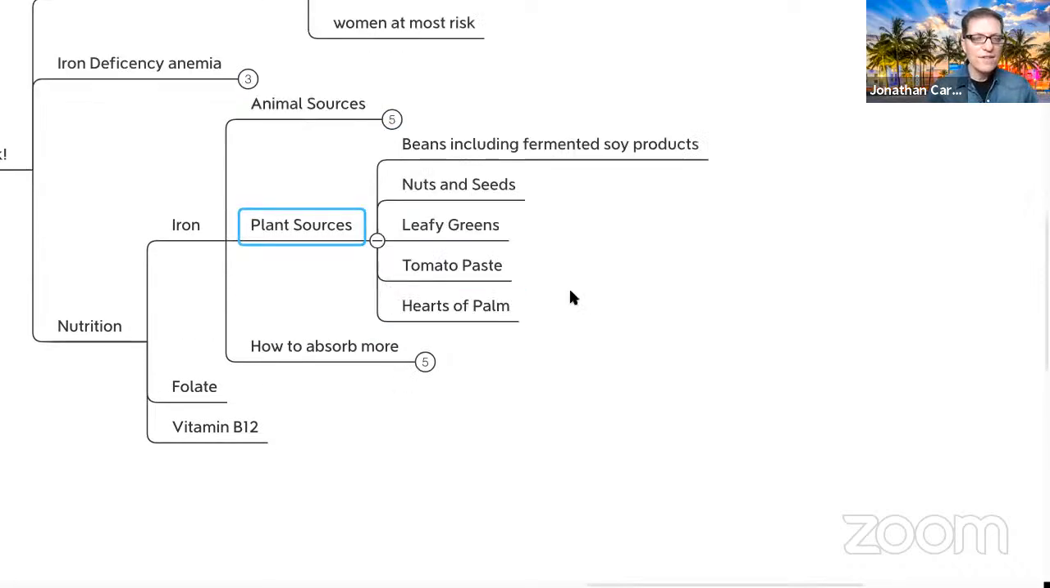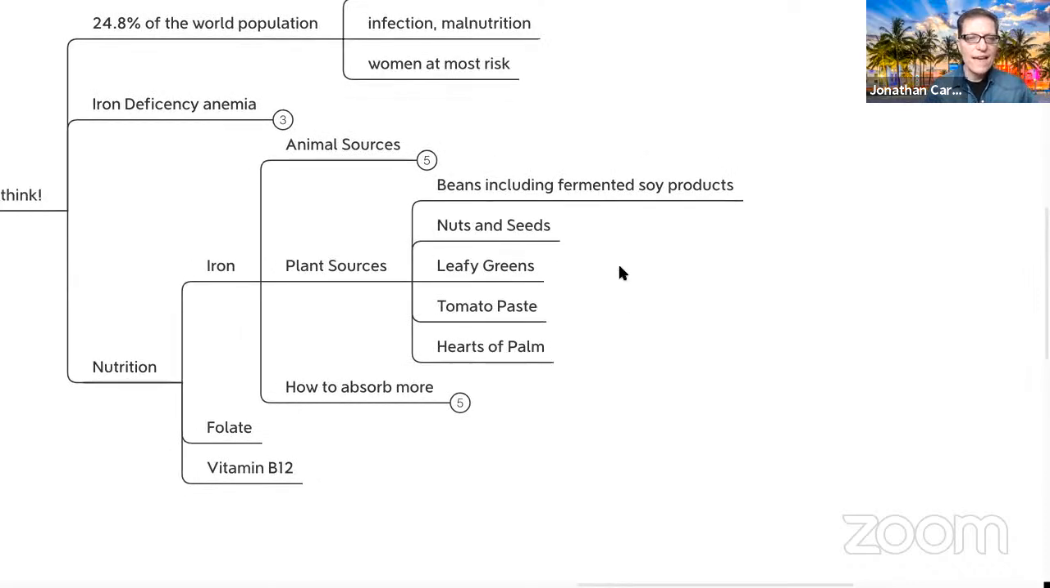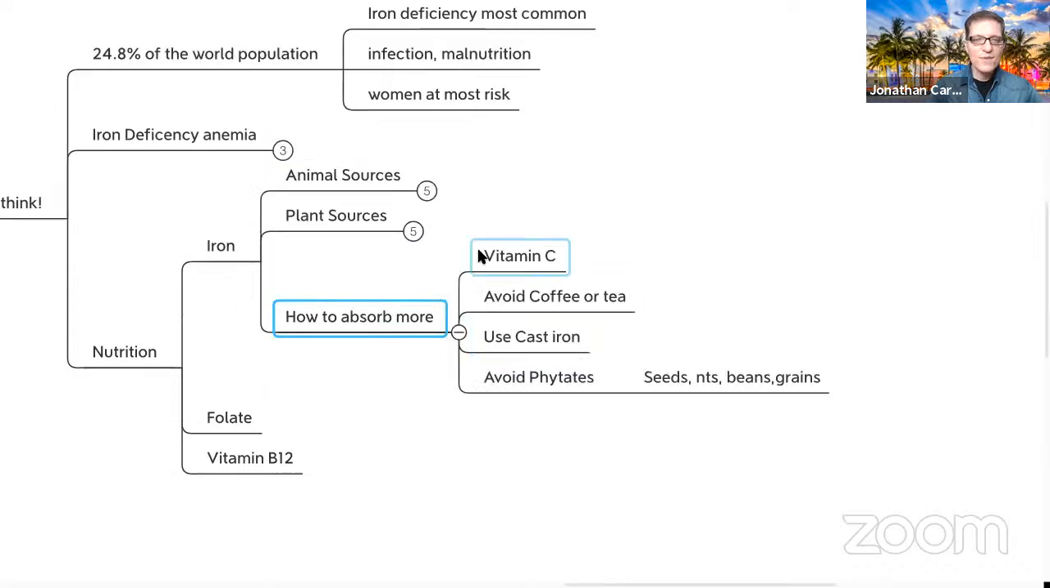There are plant sources, not as high and not as well absorbed, but beans, including fermented soy products like natto or miso, nuts and seeds, leafy greens, and tomato paste, only because tomato paste is incredibly concentrated tomatoes. You can get a decent amount of iron. And then hearts of palm, like Miracle Noodle, we have a hearts of palm pasta, also has a decent amount of iron as well.